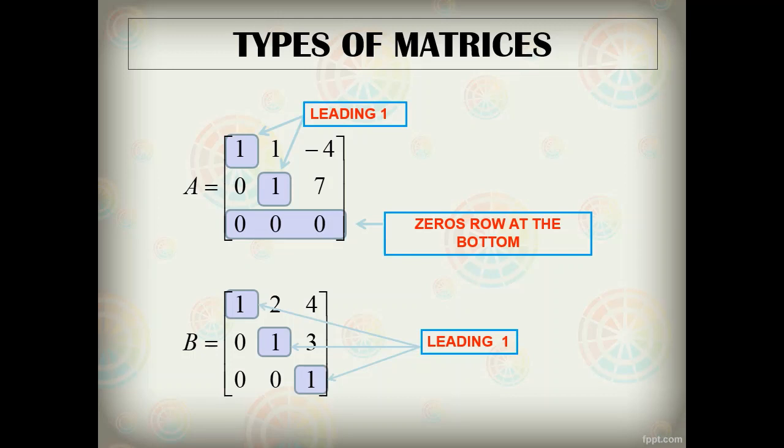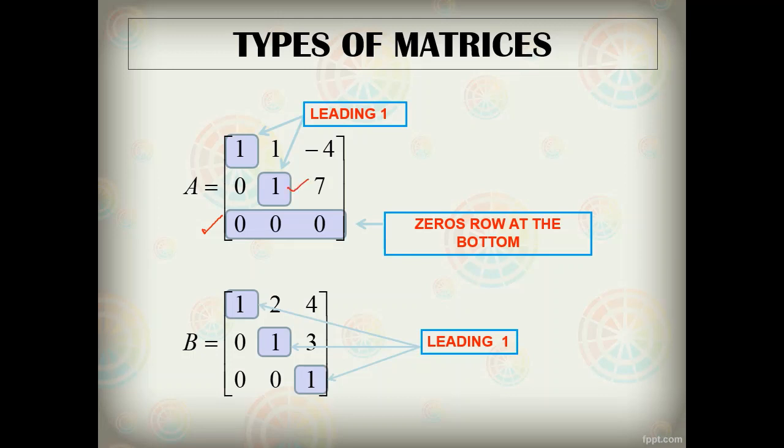Okay, check the first condition: the rows consisting of all 0 entries must occur at the bottom. Correct? So it satisfies the first condition. Okay, the second condition: for each row that does not contain all 0 entries, the first non-zero must be 1. So these are the non-zero entries, right? After 0 must start with 1.